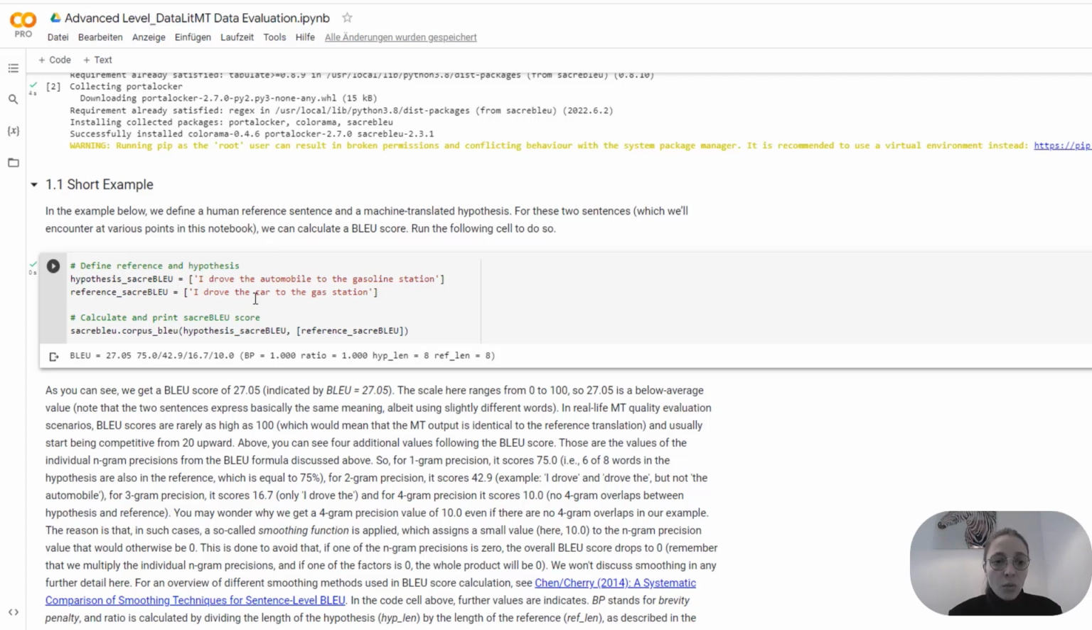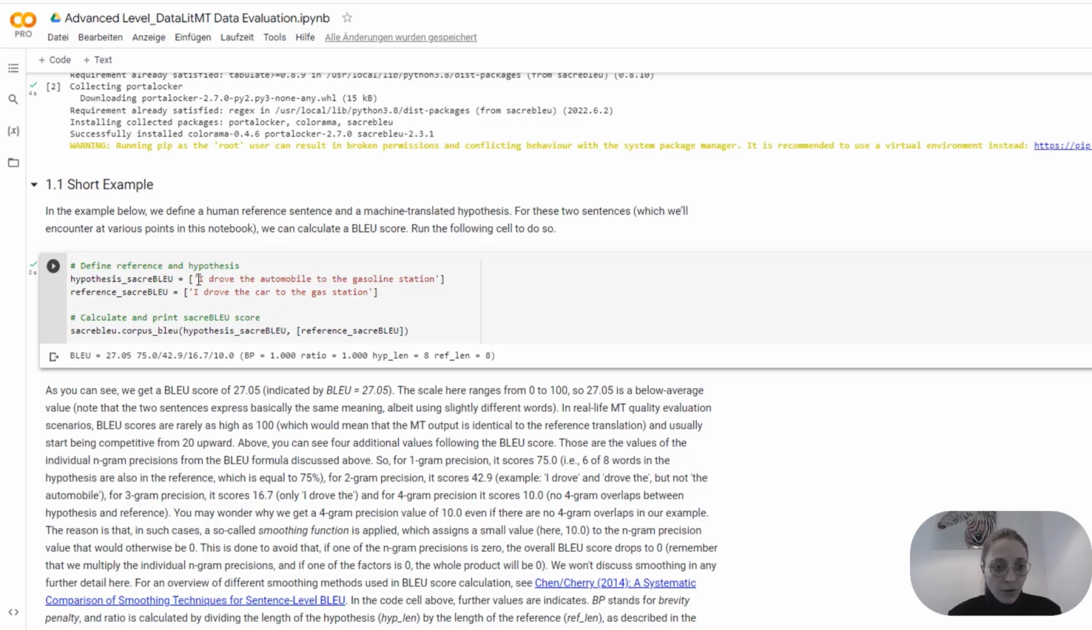But then, for example, the automobile and the car do not compare. And automobile 2 and car 2 also don't compare. But then once again, the gasoline and the gas, or gasoline station and gas station, already don't compare. And then we can see "I drove the" is a 3 gram that compares with "I drove the" down here. But then "drove the automobile" or "drove the car" already don't compare. So this is how the n grams are compared.